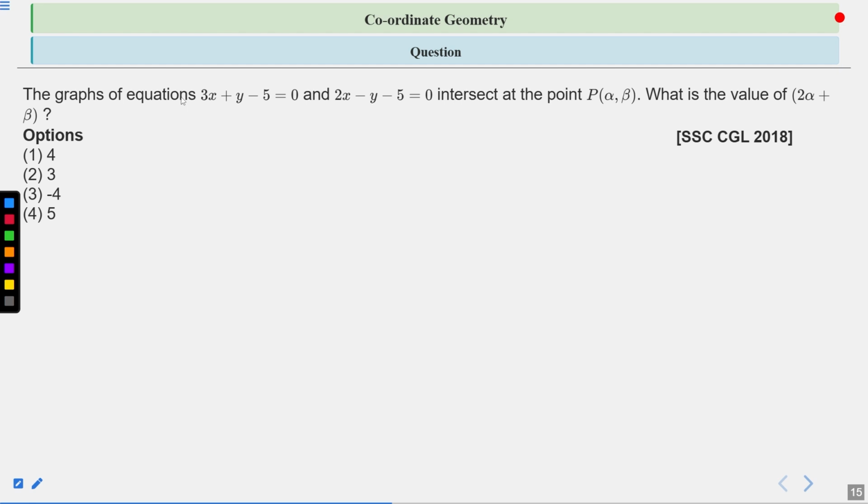The graphs of the equations 3x plus y minus 5 equals 0 and 2x minus y minus 5 equals 0 intersect at the point P, and the coordinates of P are alpha and beta. What is the value of 2 alpha plus beta? This question was asked in the SSC CGL 2018 exam. There are four options. First one is 4, second is 3, third one is minus 4, and fourth one is 5. Now you have 10 seconds to solve this question. Your time starts now.